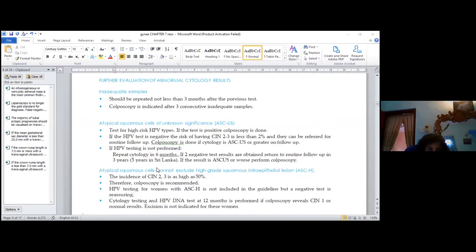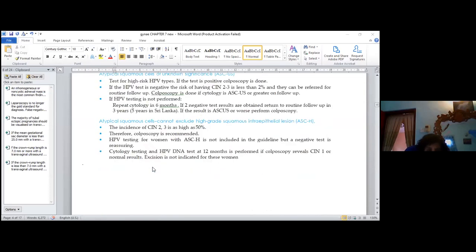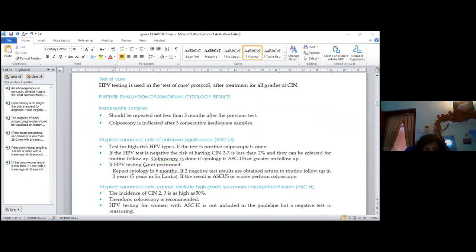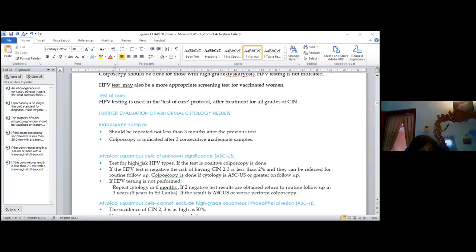Because if it is ASC-H and HSIL, they go for immediate colposcopy. If it is LSIL or ASCUS, they go for HPV DNA test. If the DNA test is positive, they go for colposcopy. If the DNA test is negative, we do two follow-ups.